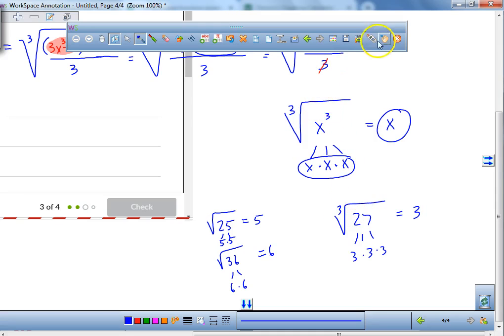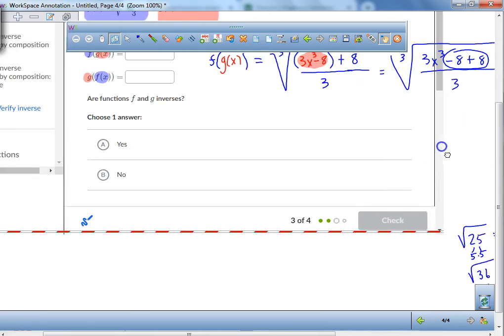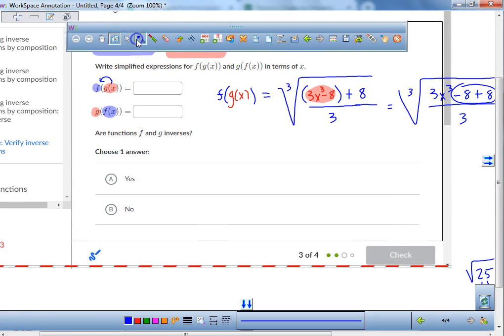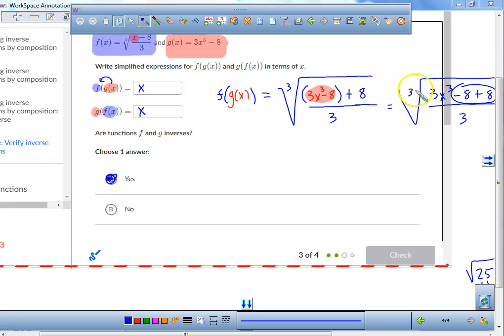Well, this makes my life a lot easier because what does that mean for our answer? What am I going to put here? X. What am I going to put here? X. And are these inverses? Heck yeah. Well, unless I did something wrong. So how do I test to see if I did anything wrong? What do we go to?